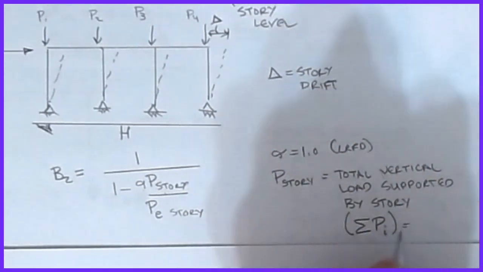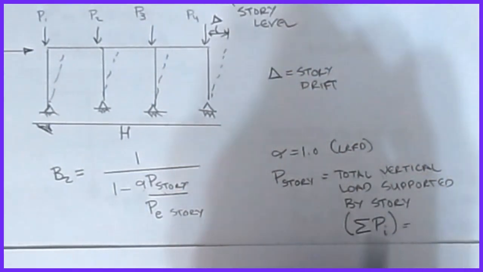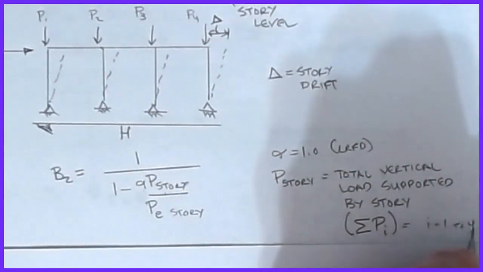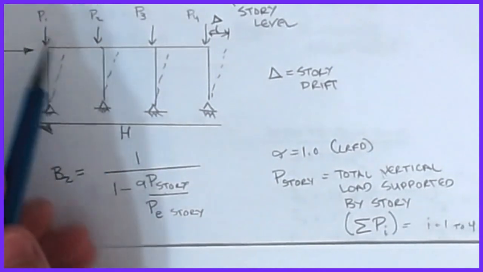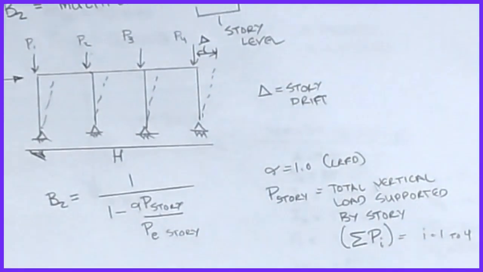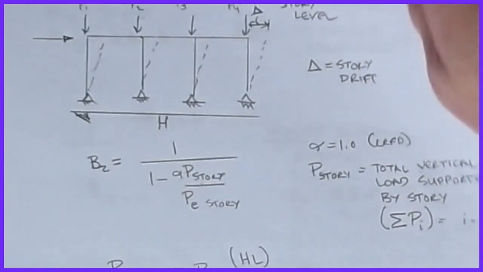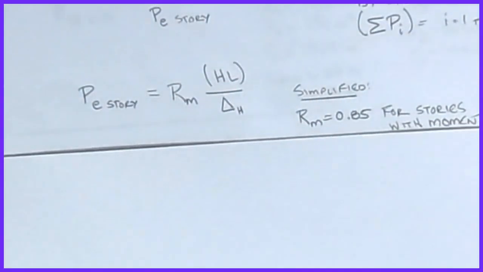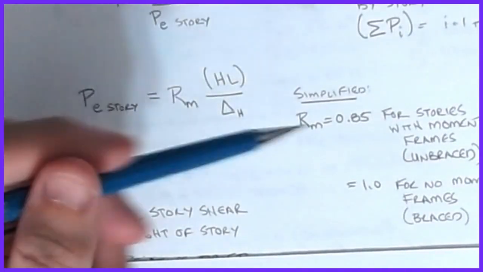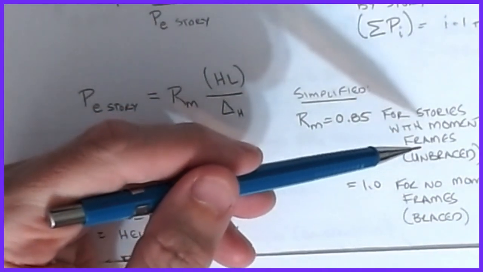A lot of textbooks will write that as a summation of the Pi values, which would be, in this case, i equals 1 to 4. So that would be P1 plus P2 plus P3 plus P4. That's P story. And then the PE for the story is calculated as follows. If you have a system that is for stories with moment frames, meaning what we called unbraced, RM is 0.85.